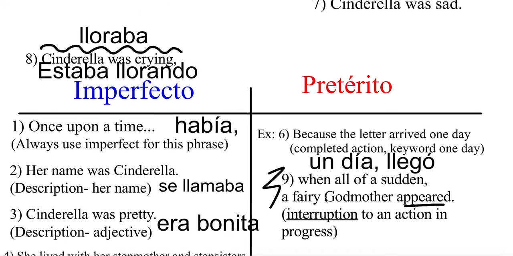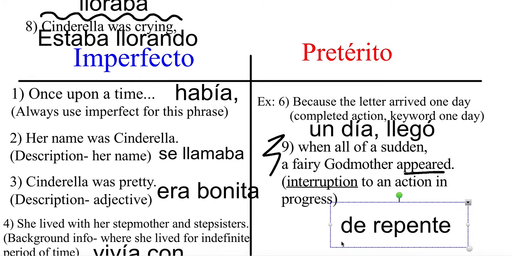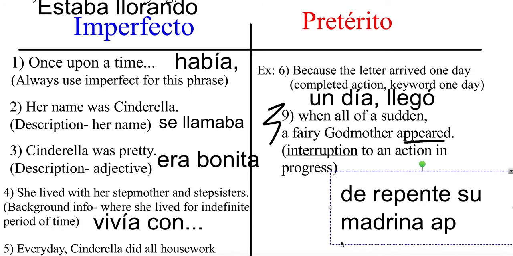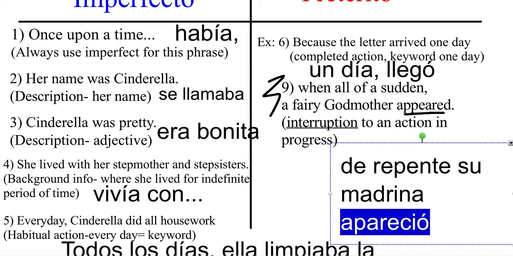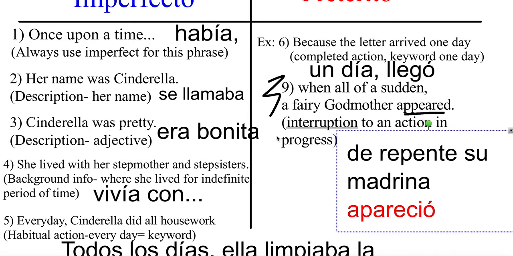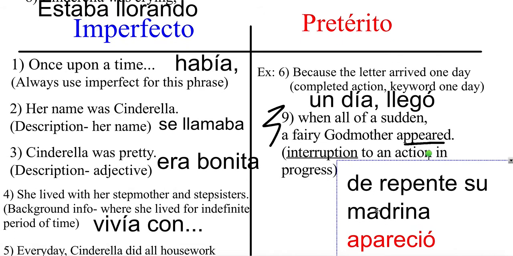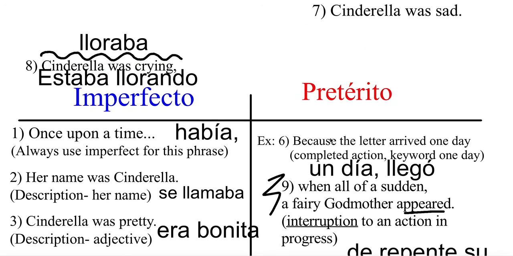Now you have the interruption when all of a sudden, and this is a great transition word, de repente, all of a sudden, su madrina apareció. This appearance is going to be in your preterite tense, so that we can make that distinction. So the crying is the imperfect, and the actual interruption, the godmother appearing, is in the preterite. This is one of the tricky ones because it has two different tenses. You just have to pay attention to which one is the in progress action and which one is the interruption, and that way you can make your distinction.